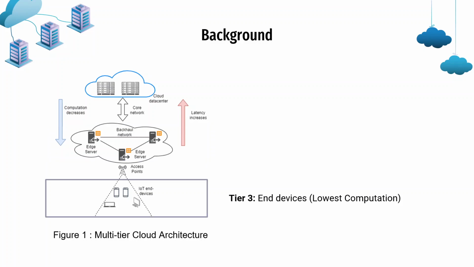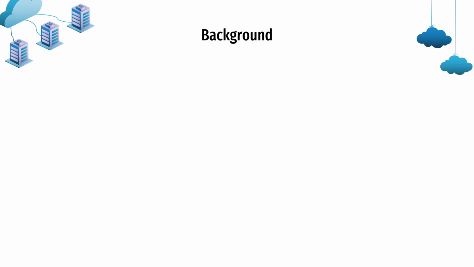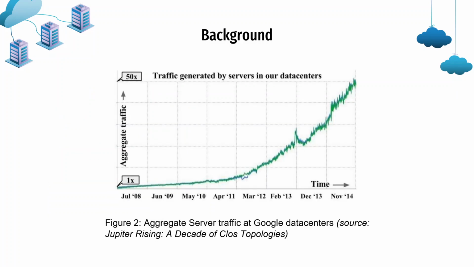Finally, the last tier is occupied by the end devices like laptops, mobile phones, smart home systems, and other applications that leverage cloud technologies. This complex multi-tier cloud architecture has given rise to a huge number of applications being deployed on the cloud servers. In 2014, the aggregate server traffic at Google data centers rose almost 50 times. This was published in a research paper called Jupiter Rising: A Decade of Clos Topologies.